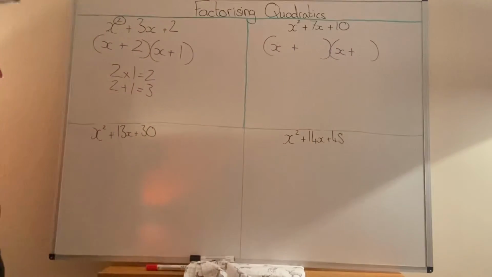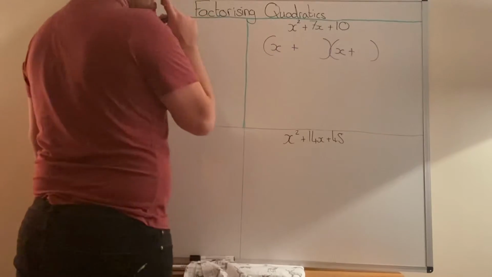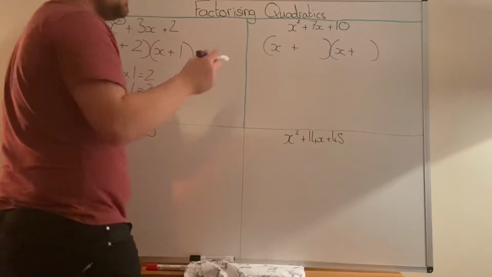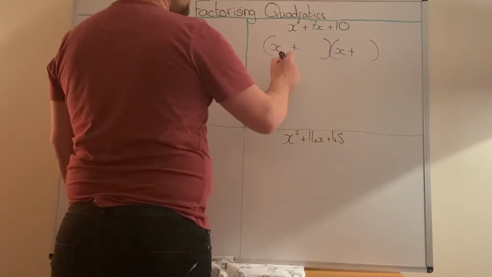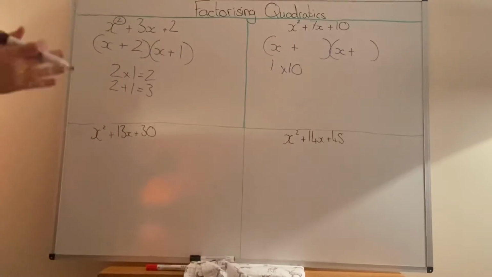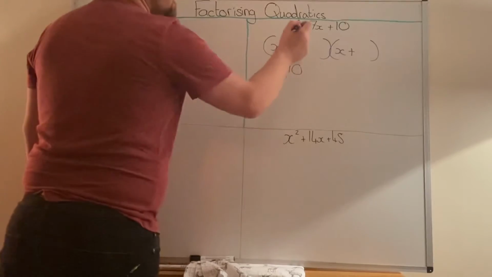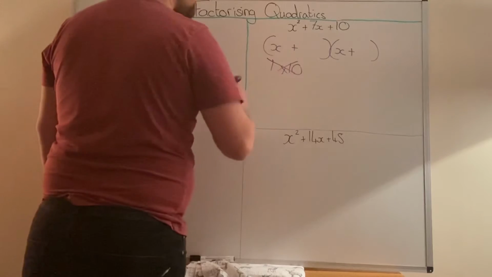Now we need two numbers that multiply together to make 10 and add together to make 7. So the first thing I'm going to do is find two numbers that multiply to make 10. So we're going to have 1 times 10. If we did 1 times 10, is there any way that we can make those two add together to make 7? And the answer is no. So it's not that one. Let's try another one.